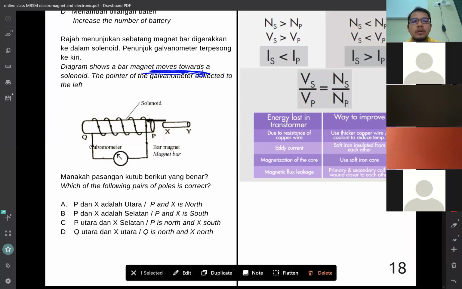So this one is also from your previous trial exam. So now you know the current flow. What do you need to do is to find the pole on the solenoid first. Find the pole on the solenoid.